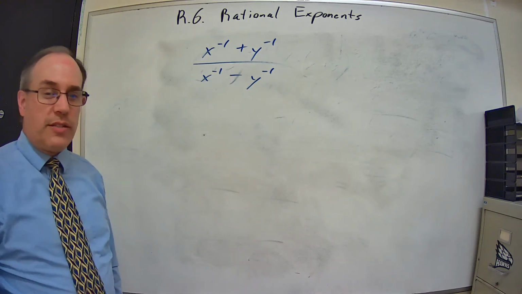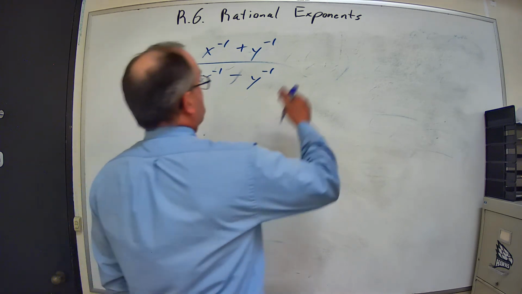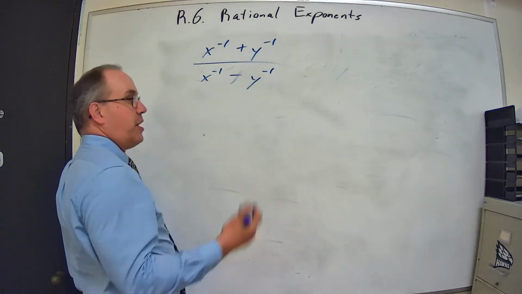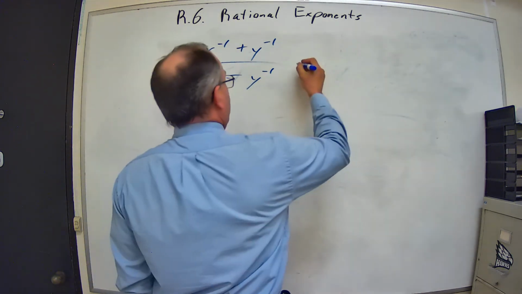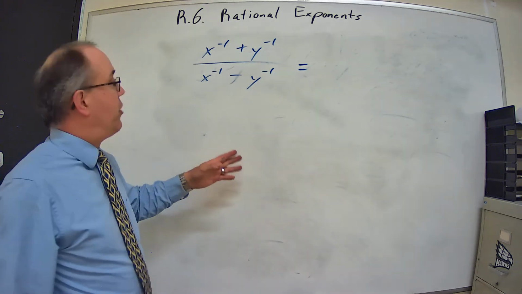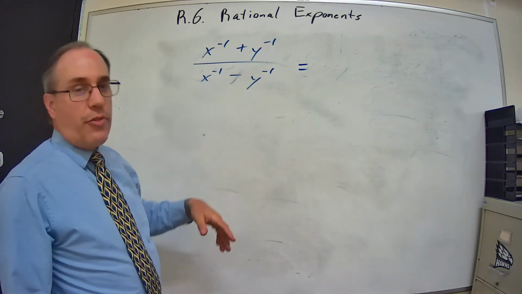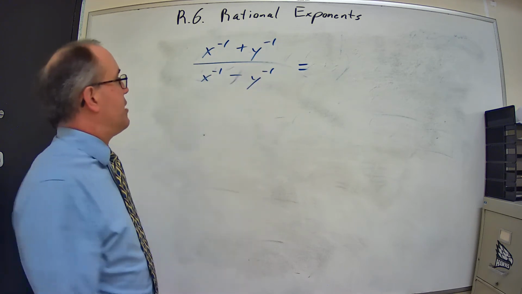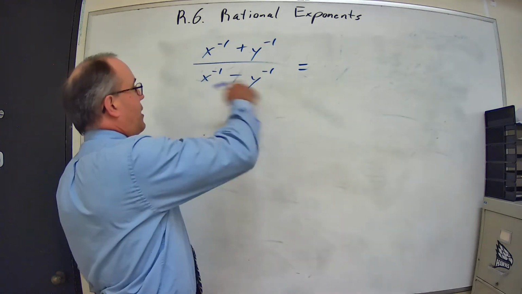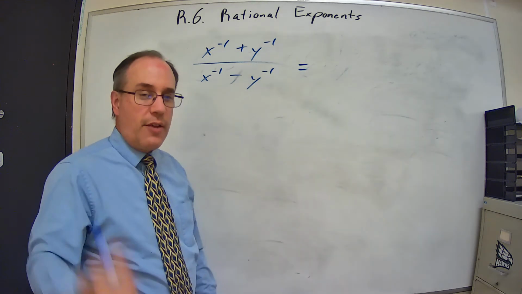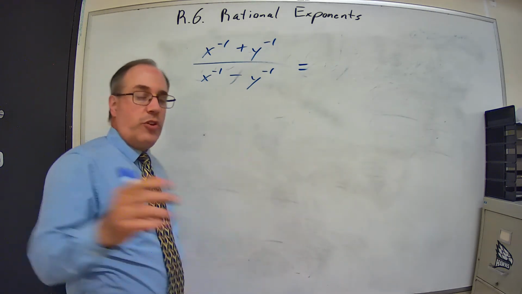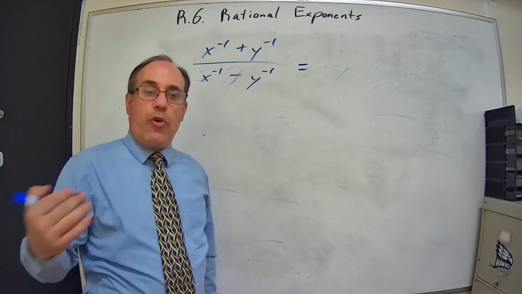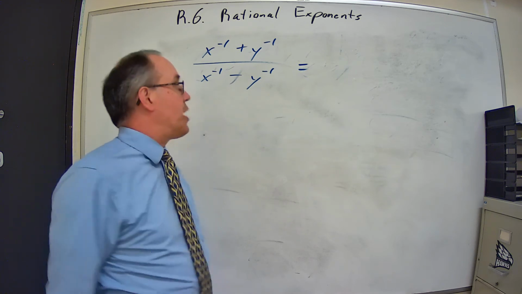How can we simplify this? What does the negative 1 mean? It means take the reciprocal, right? So be very careful here. You can't just cancel out the negative 1s. You can't go, well, that has negative 1, that has negative 1, that has negative 1, and just make this x plus y over x minus y to the negative 1. You cannot do that. You can only distribute through division or through multiplication, not through addition or subtraction.